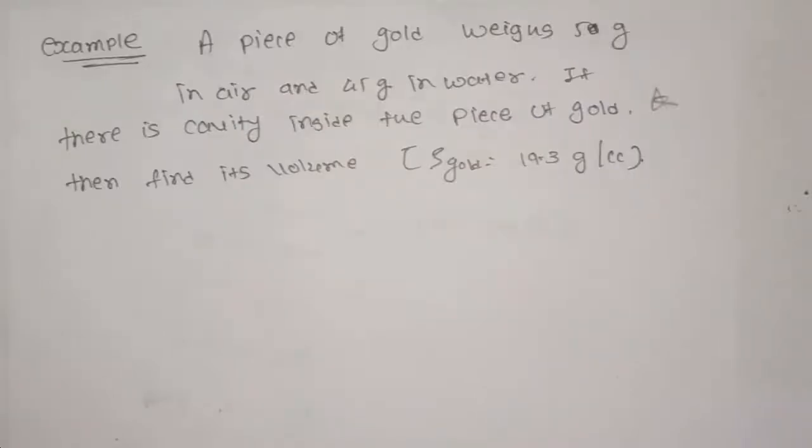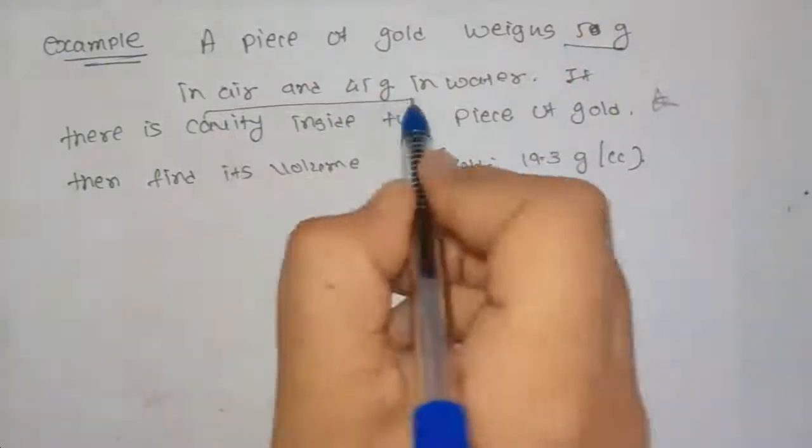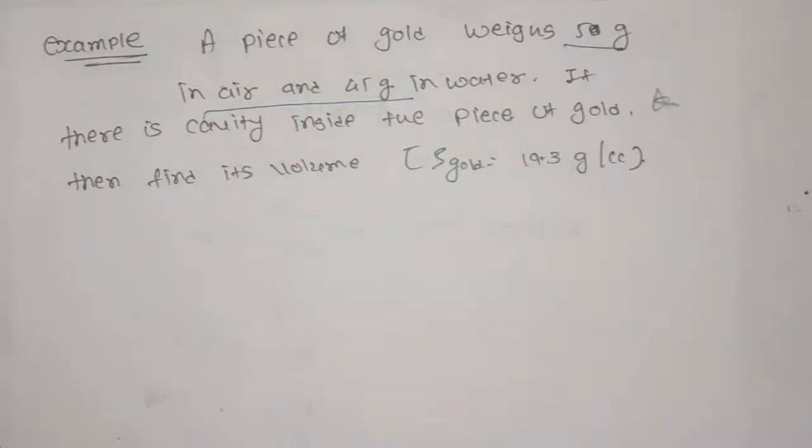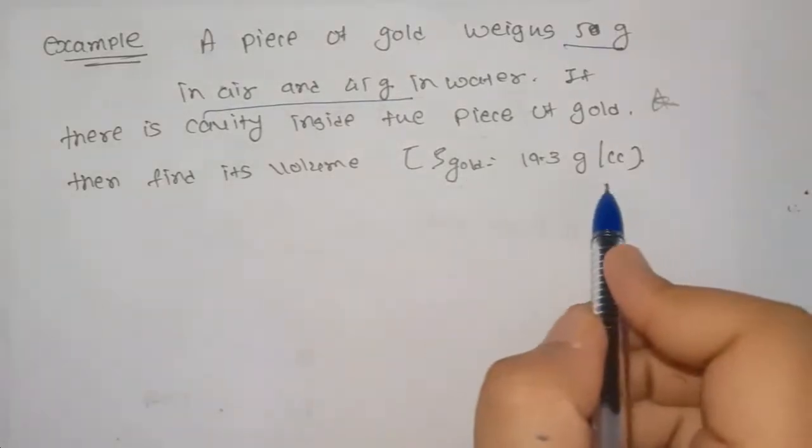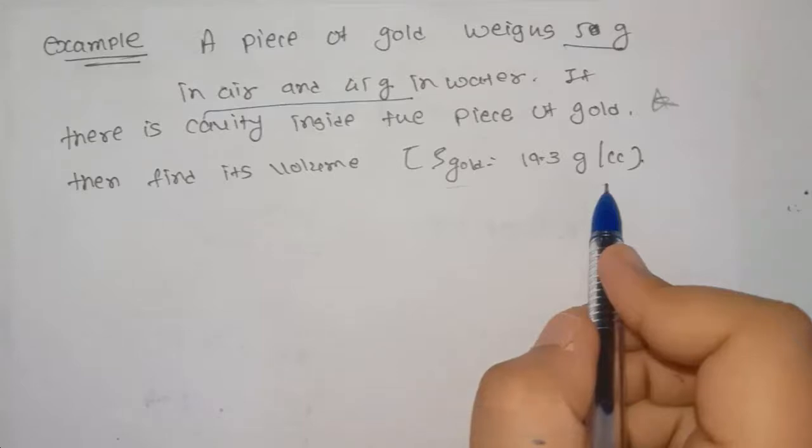In this example, a piece of gold weighs 50 gram in air and 45 gram in water. If there is a cavity inside the piece of gold, then find its volume. Given the density of gold is 19.3 gram per cc.